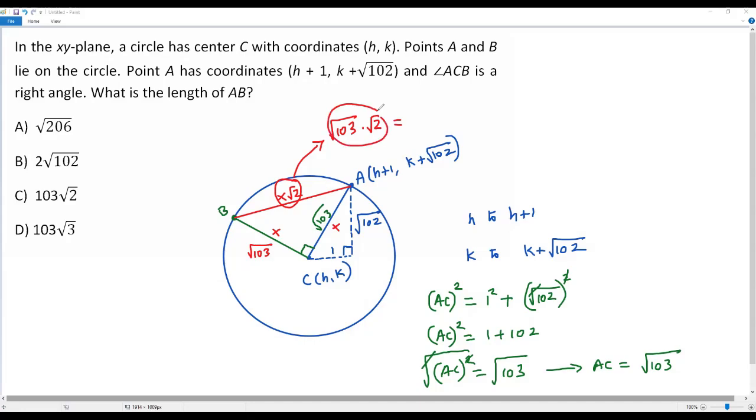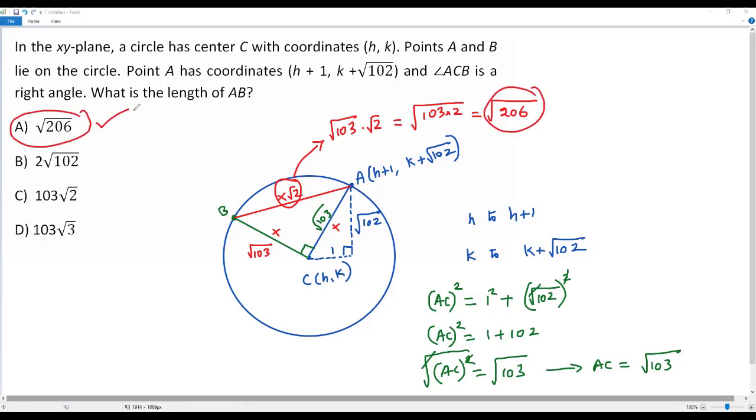Here we multiply two square roots. Whenever we multiply two square roots, we can take the square root in common and multiply the values inside the square root, that is 103 times 2. Then we get square root of 103 times 2, which is 206. So the length of AB is square root of 206. We find this value exactly in answer choice A. The correct answer choice for this question is A.